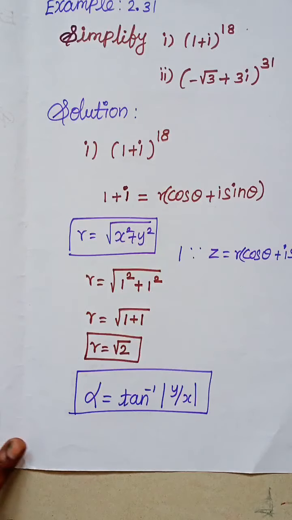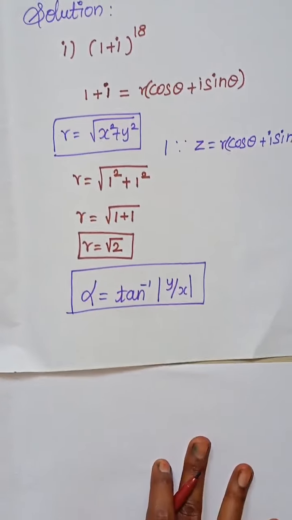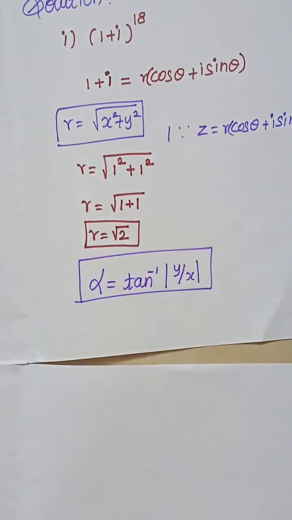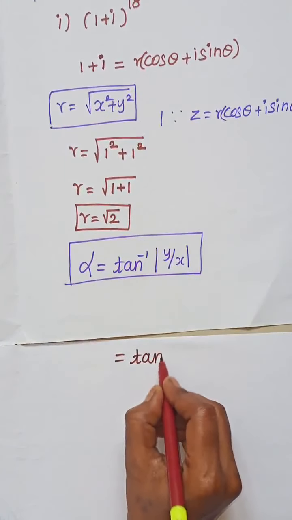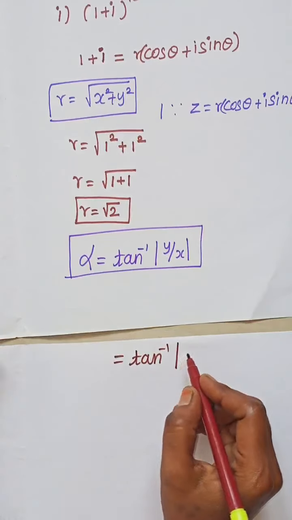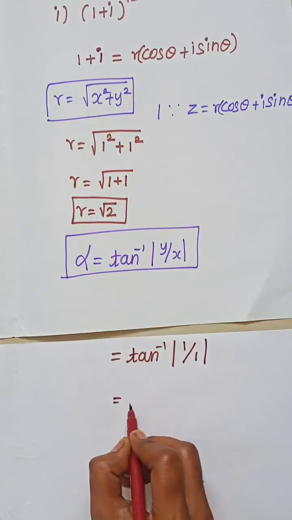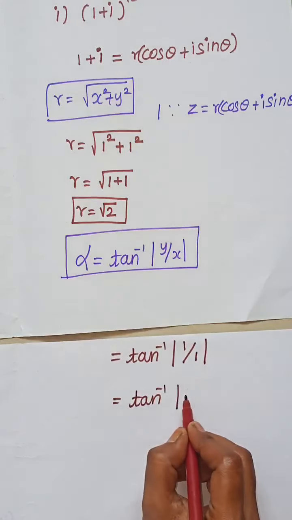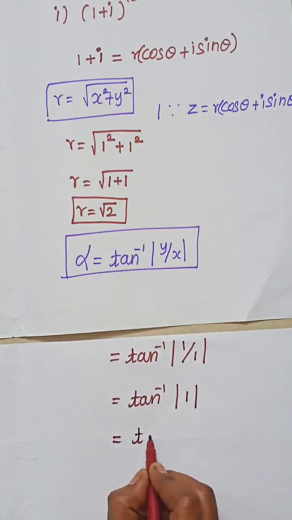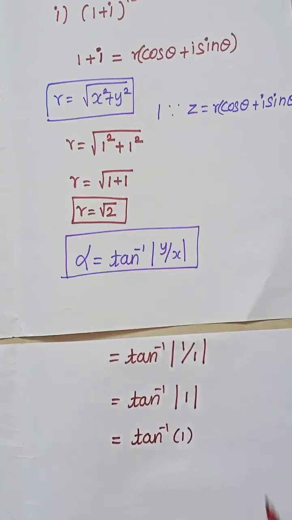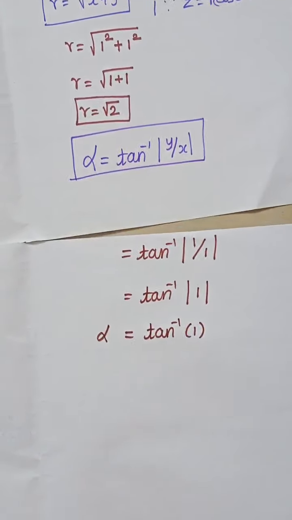Here the x value is 1 and the y value is also 1. Substituting here, it is equal to tan inverse of modulus of 1 by 1, which is tan inverse of modulus 1, and modulus 1 is also 1. So we got alpha equal to tan inverse of 1.